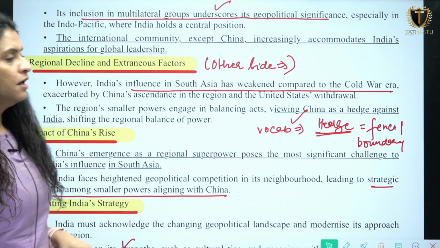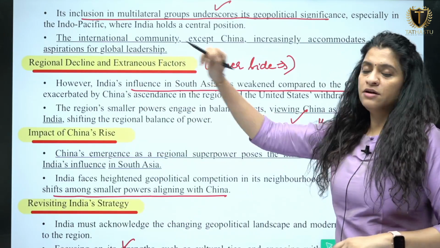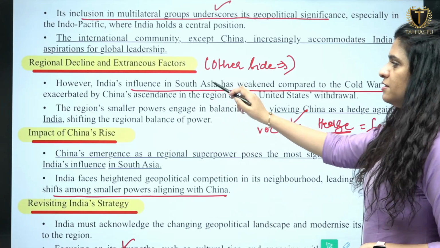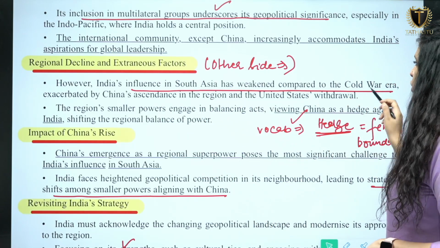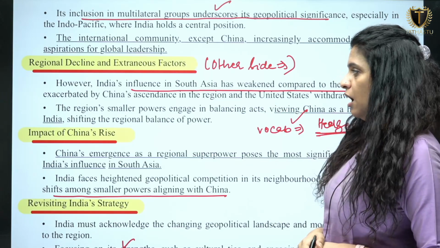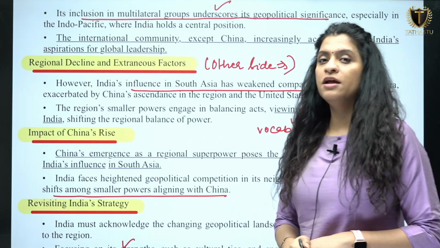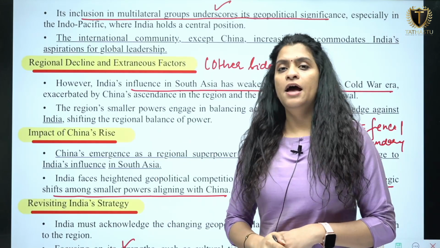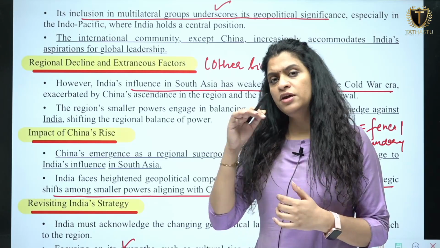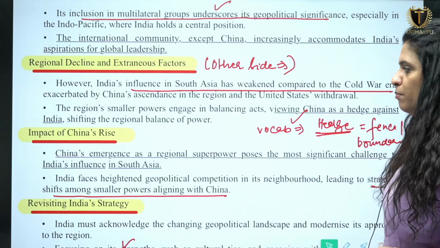Now, regional decline: how can we say that India has declined regionally? How is it evident? India's influence in South Asia has weakened compared to the Cold War era. So this is quite evident. How? Because of the presence of China in its neighborhood. China का जो presence है वो बढ़ रहा है and इसका influence जो है neighboring countries जो India की है वो बढ़ रही हैं, because of which India's presence is declining. So this is the paradoxical nature of India's foreign policy.